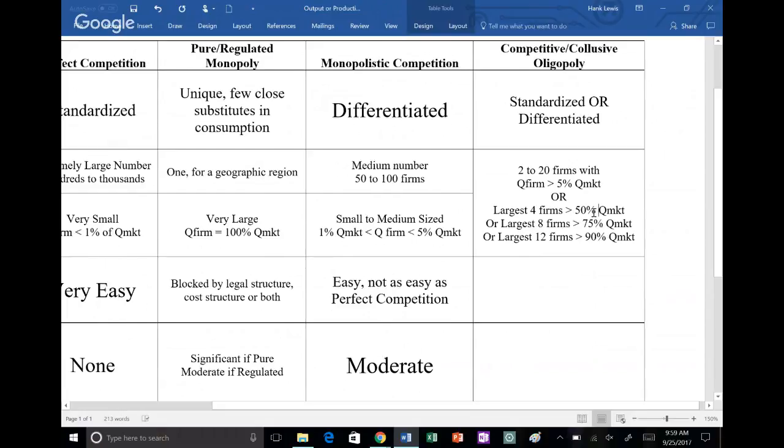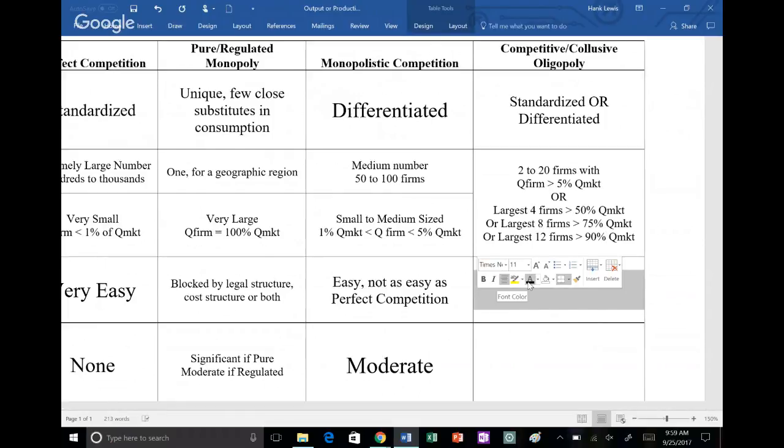If the biggest four firms produce at least half the market output, the biggest eight produce at least 3/4, or the biggest 12 produce at least 90%, then just those big firms will constitute an oligopoly in their behavior. So notice there's two variations there by size.